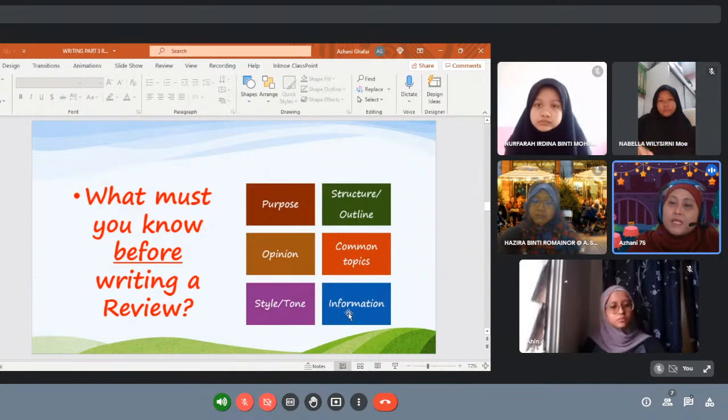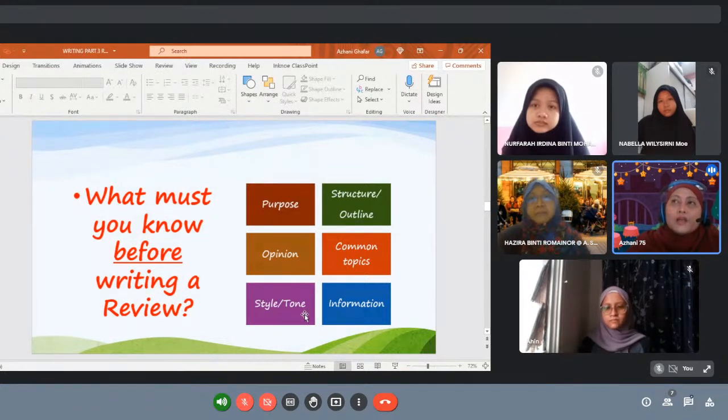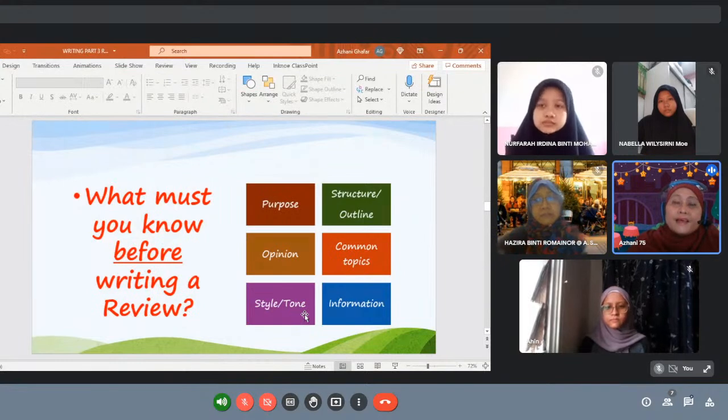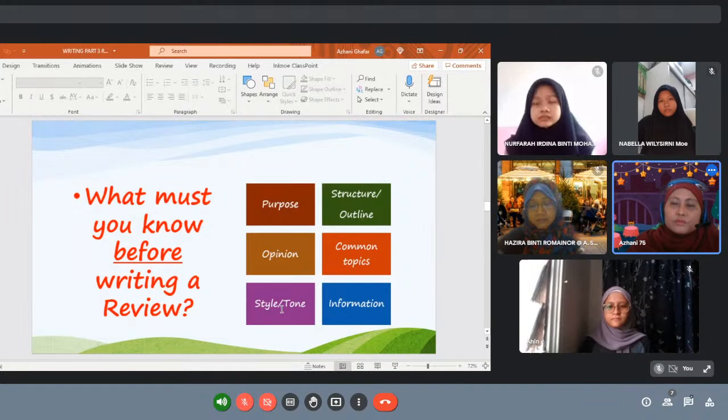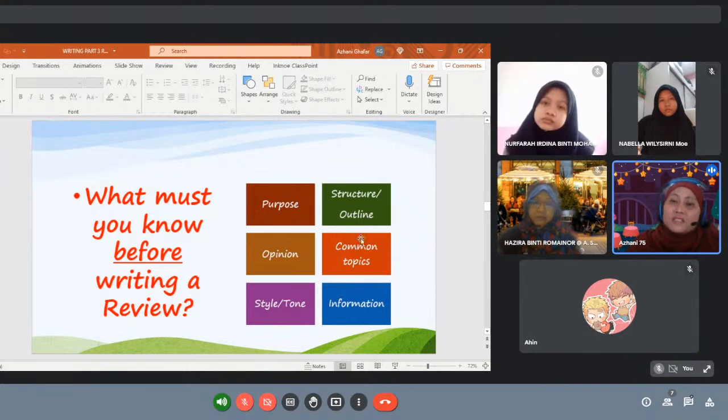The same goes for the information. This is probably at the beginning, the introduction: general information about the subject that you are reviewing. Then, style or tone. What kind of language are you going to use? What is your tone when writing the review? Is it formal, or is it informal or casual? So you must know roughly these 6 things before you start writing a review.